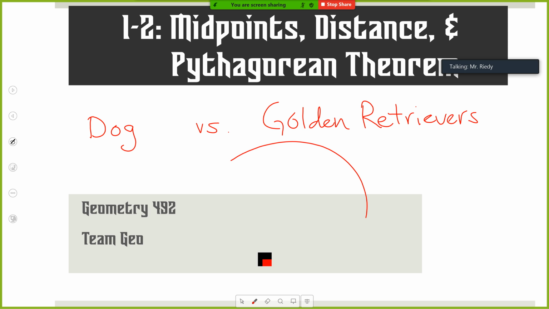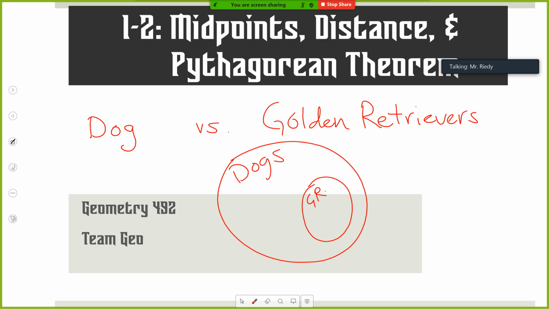For those of you that have a math mind, you could represent this, golden retrievers and dogs, using a diagram like this. Every golden retriever is also a dog. But not every dog is a golden retriever. You might have a schnauzer, pit bull, etc. Anybody happen to know what kind of diagram that's called, by the way? No? Maybe you've seen it this way? Oh, Venn diagram? Venn diagrams, very good.